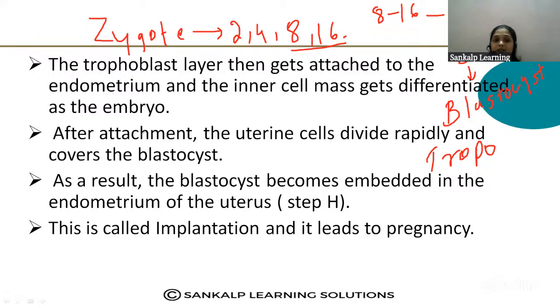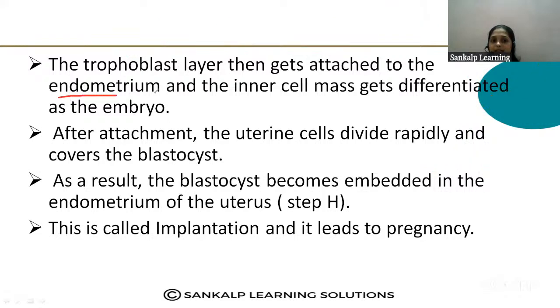Implantation takes place in which layer of the uterus? That is at the endometrium, and the blastocyst attaches to the endometrium and that leads to the pregnancy. I hope this topic is clear. If you have any doubts, you can write down in the comment box.